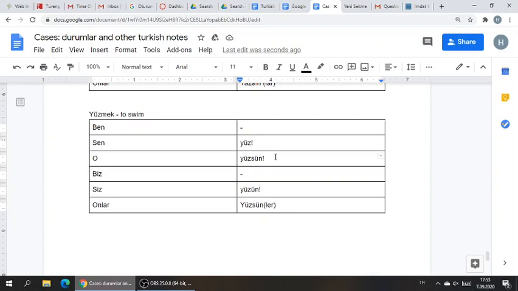We use this mostly with religious terms, especially with Allah. So for example, Allah korusun, I'll write this out, would be may God protect, okay? Or you can use this in prayers. May so-and-so be healed. Falan filan iyileşsin, okay? All right, let's move on.